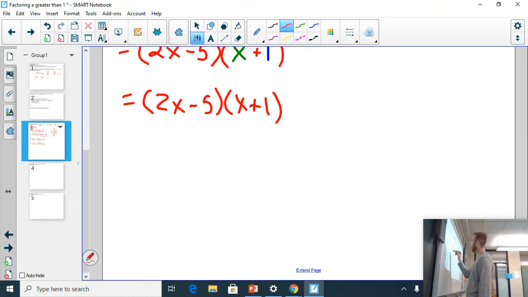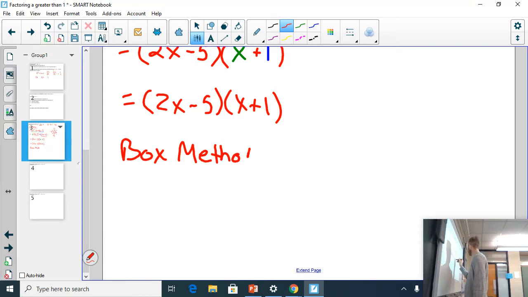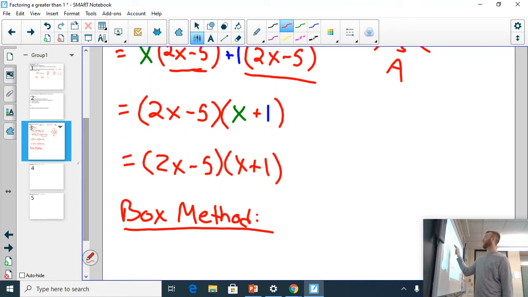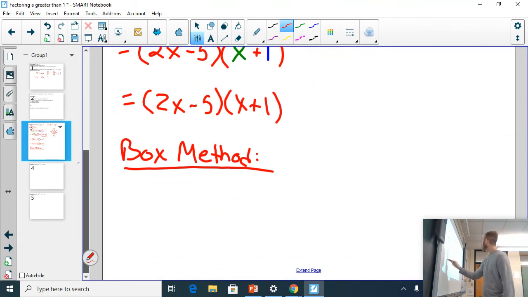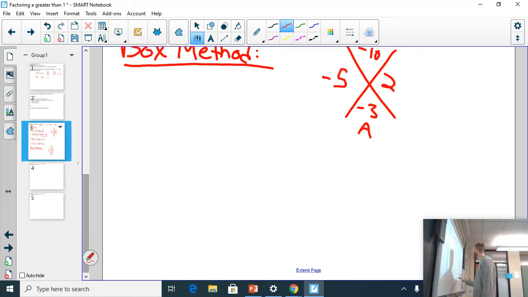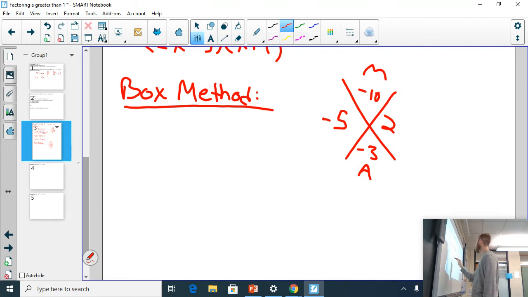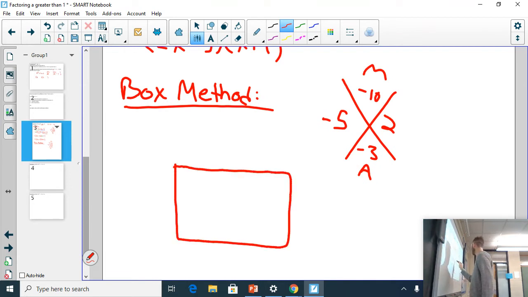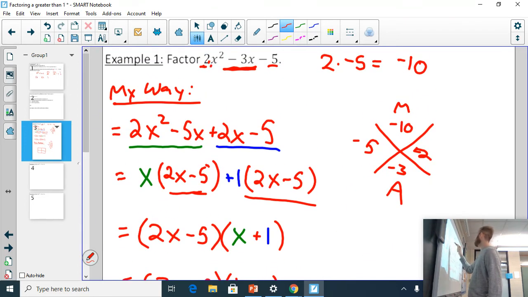And so now we are going to go over the box method, which I think you guys might like more. The only thing that I don't like about the box method is it's kind of guess and check. My way is going to get you there every single time. Remember, we multiplied to negative 10 and added to negative 3, and we found that to be negative 5 and 2. Now here's what you do with those numbers for the box method. The first two steps were the same, but now we're going to make a box with 4 sections. And now we look up at our original expression, and we had 2x squared.